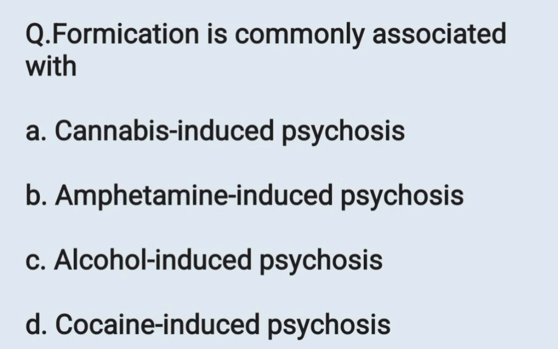Let's start our questions. Today's first question. Formication is commonly associated with which option? Option A, cannabis induced psychosis. Option B, amphetamine induced psychosis. Option C, alcohol induced psychosis. Option D, cocaine induced psychosis. Here our question is, the term formication is commonly associated with which among the following?